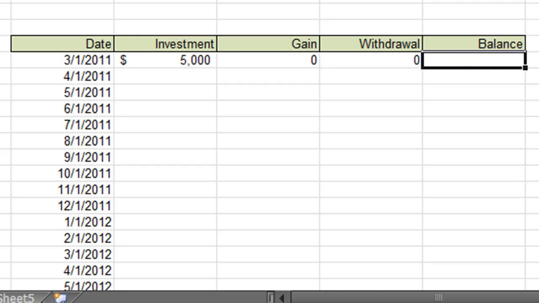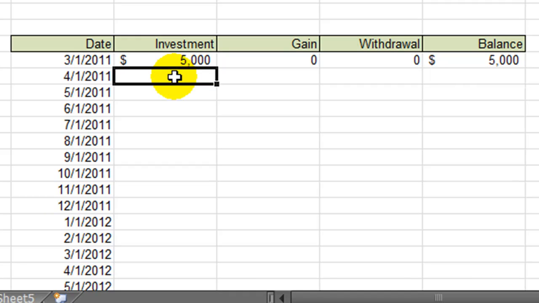Now for your balance, that's going to be equal to, at least for the first month, your investment plus any gain plus any withdrawal. Technically, withdrawal is going to be a negative number, so we can do an add there. So our balance at the first month is 5 grand because that's just what we put in.